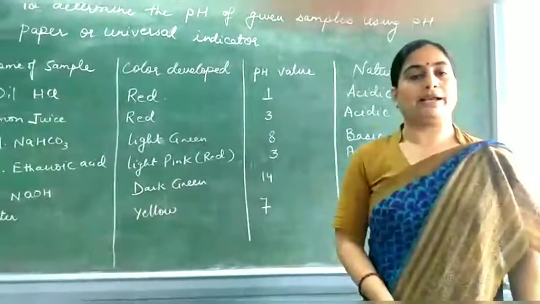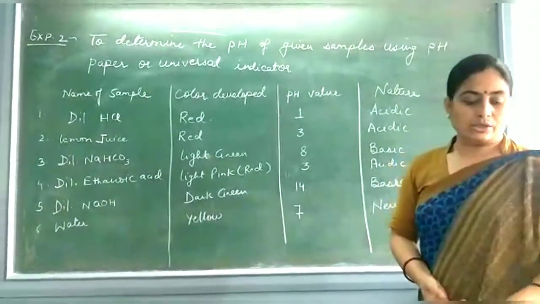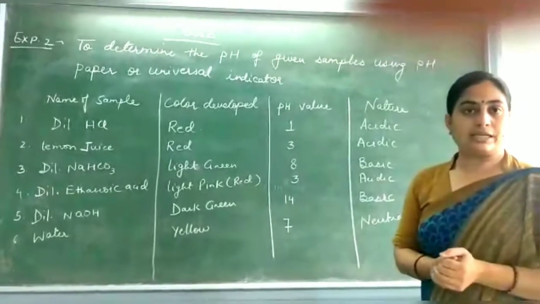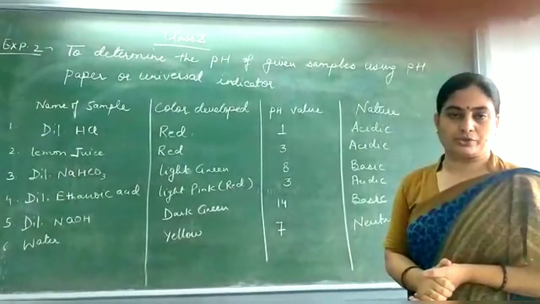So from this experiment you can easily find and understand how the color on a universal indicator paper varies when we are having different solutions.